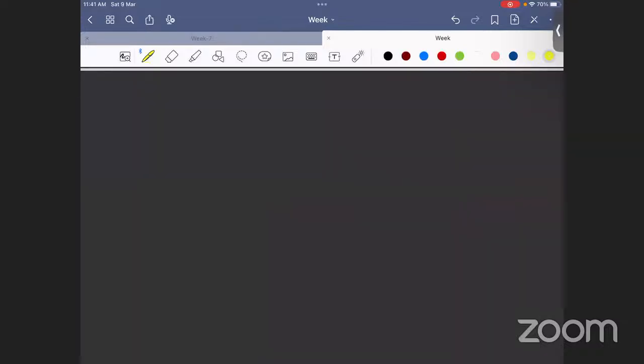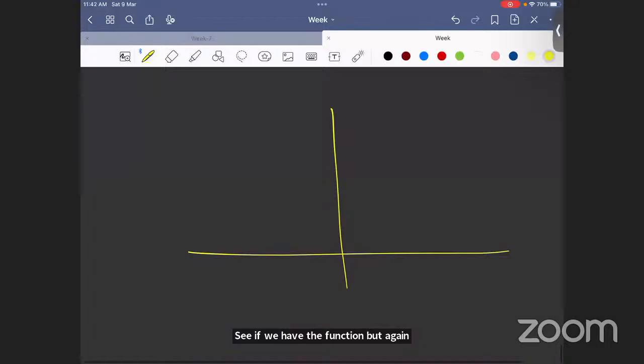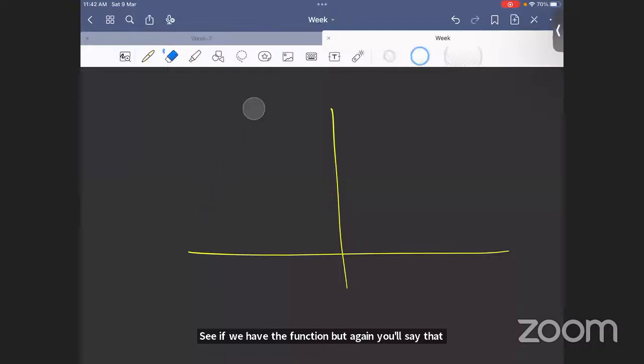See, if we have a function, but again you will say that okay, so let's, for example, there is a function. And draw any function.